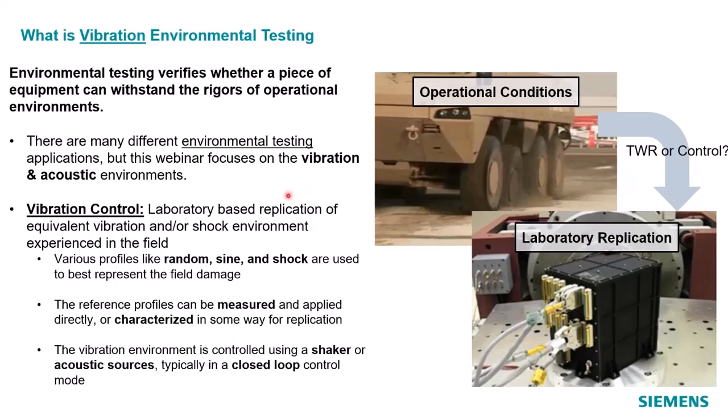Those are based on vibration or shock testing in the form of random, sine, or shock, depending on what you want to replicate and what best characterizes the environment that your product would be subjected to. We want to actually go out and measure these and either replicate or characterize these in some way and bring those into the laboratory. We want to do that through either shaker excitation or maybe even acoustic sources. And typically this is in a closed loop type of control mode. So that's what environmental testing is about.